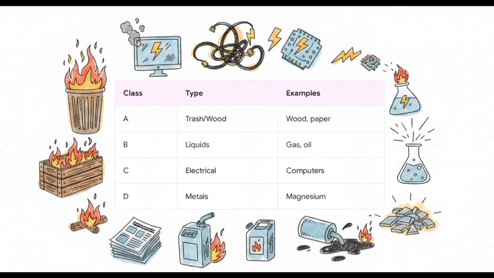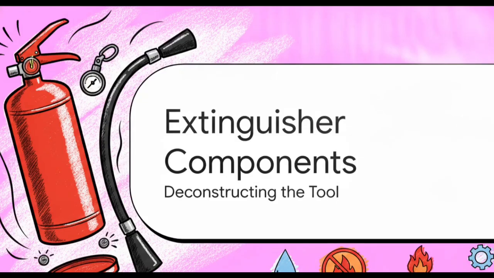To give you a prime example of why knowing this matters, if you throw standard water on a Class D magnesium fire, you can actually cause a violent explosive reaction. You're essentially adding fuel to the fire. So instantly identifying your fire class and matching it to the exact right tool is absolutely the most critical first step in any emergency.